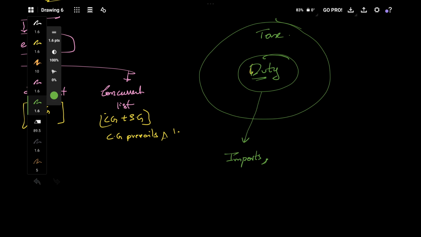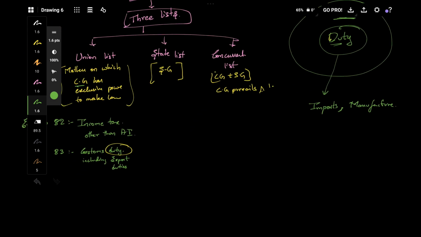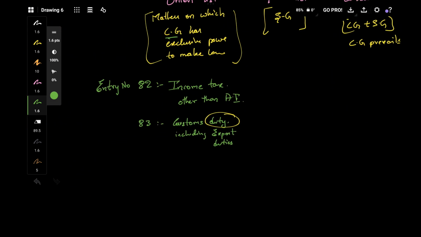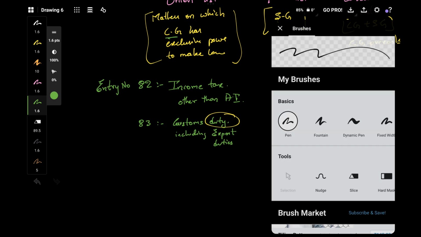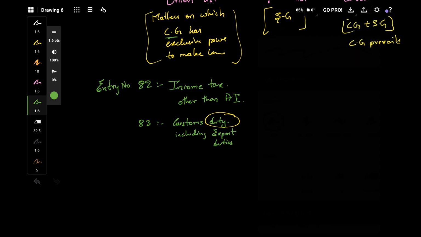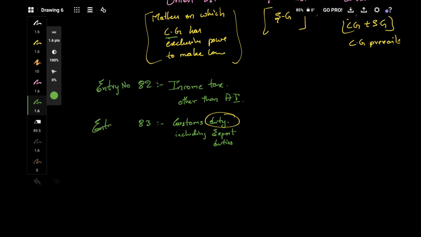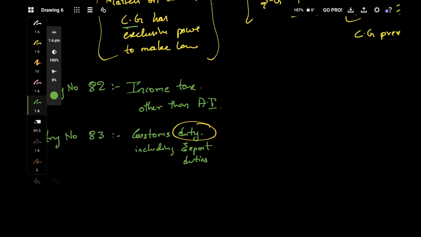So yeah, imports and manufacture. On sale and all, we'll call that tax. VAT, CST, right now they both are gone. Now it is GST. So entry number 82 is income tax and entry number 83 is customs duty. This is what allows the central government to levy tax on income and customs duty.